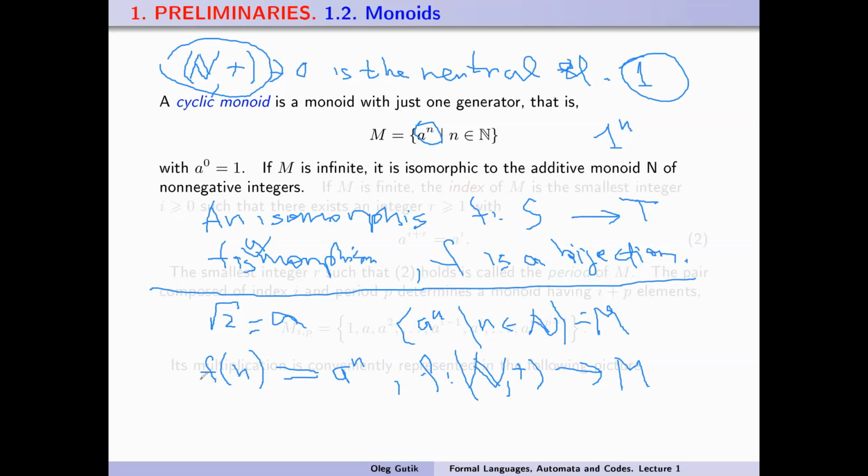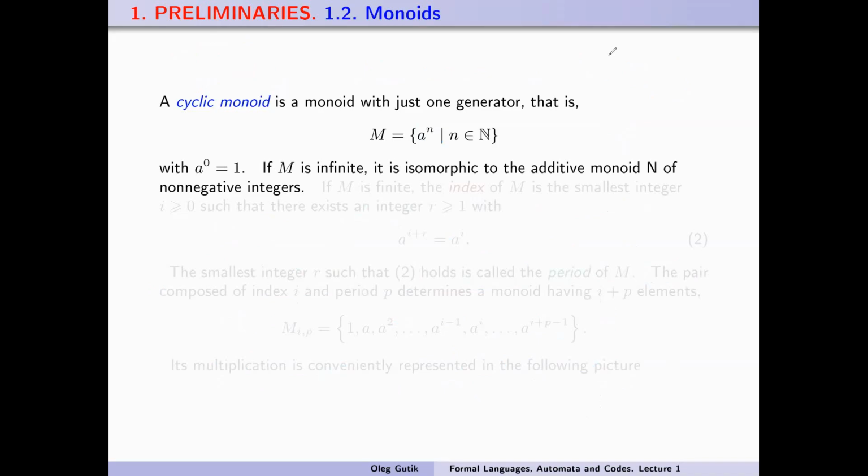Exercise 3: prove that such a map from the non-negative integers with operation addition to the monoid of real numbers with usual multiplication, where A is the square root of 2, is an isomorphism. Good. Next.